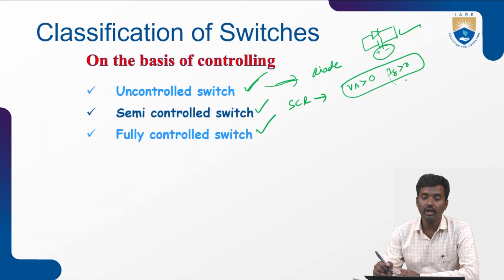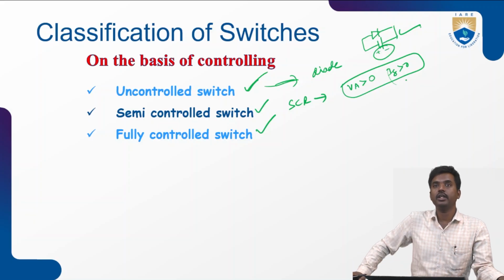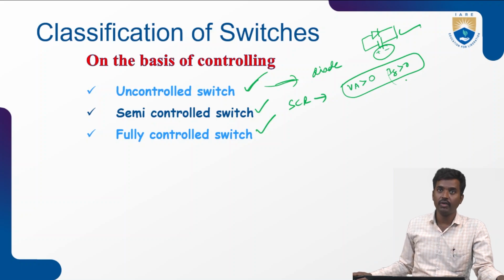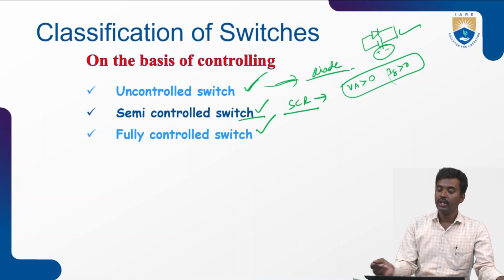It will turn off only when you give an external device to turn it off. Which devices are used to turn off an SCR? Commutation circuits: class A, class B, class C. So turn off is not in our hand, only turn on is in our hand. So this is a semi-controlled switch, and the best example is an SCR.